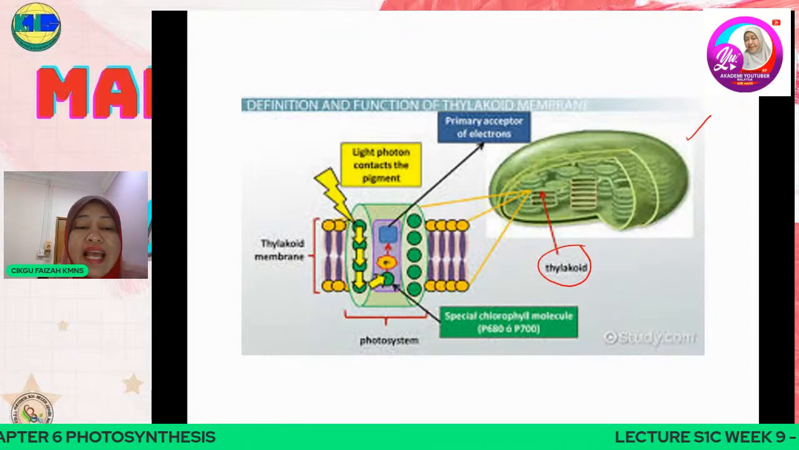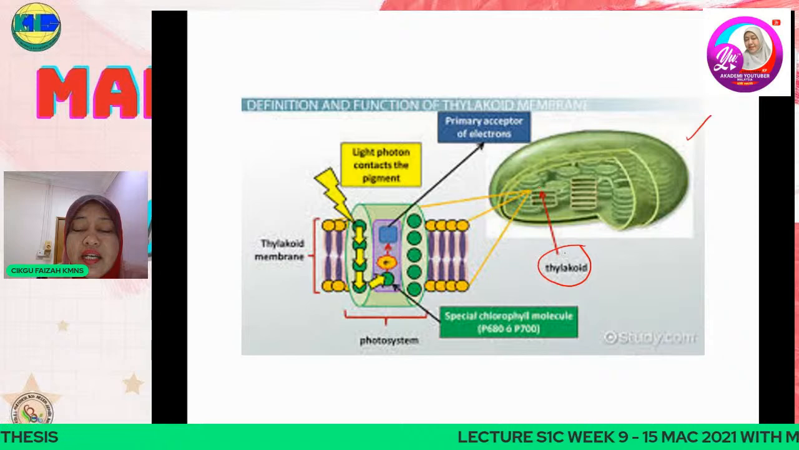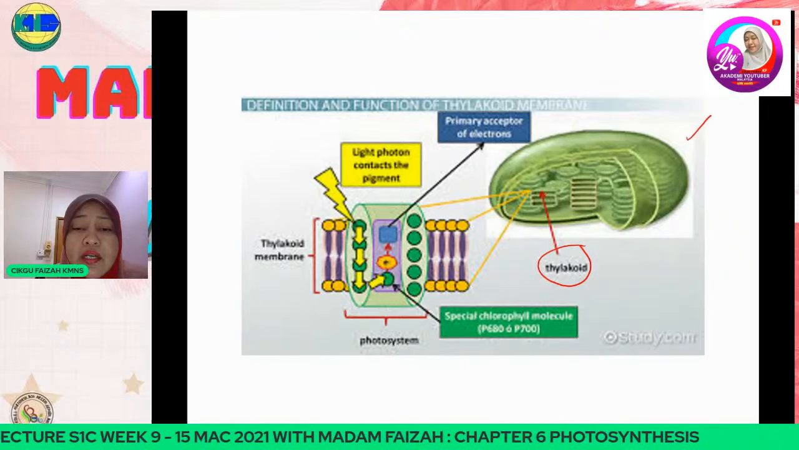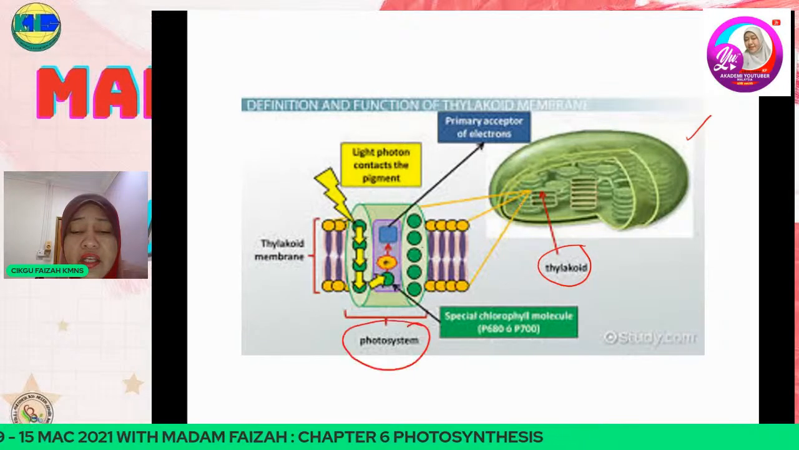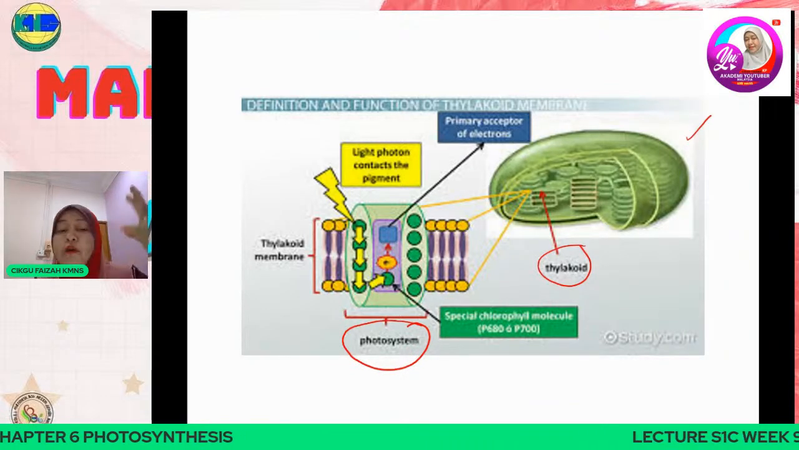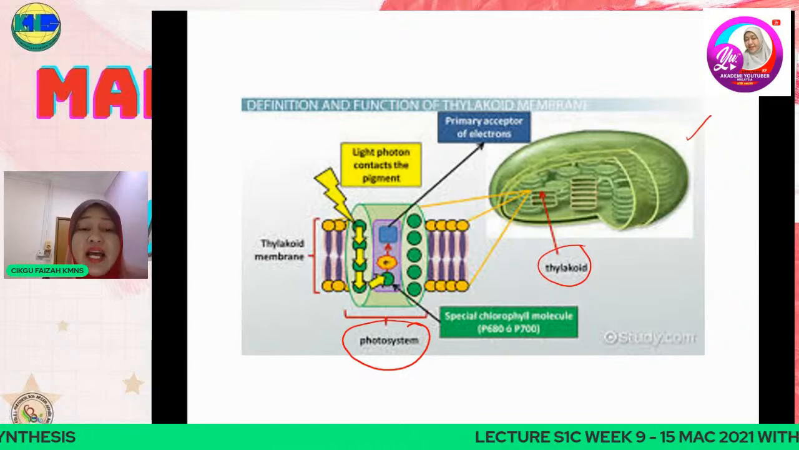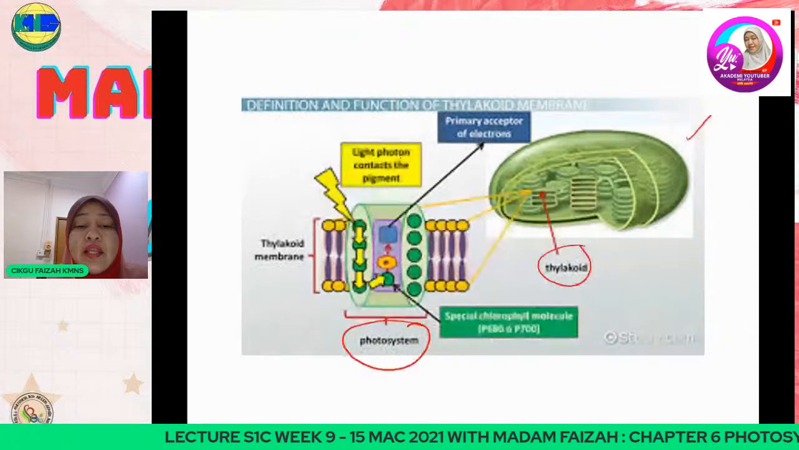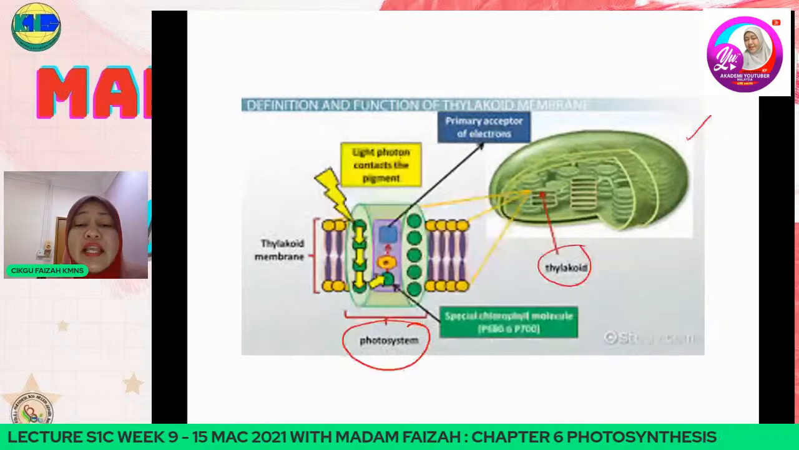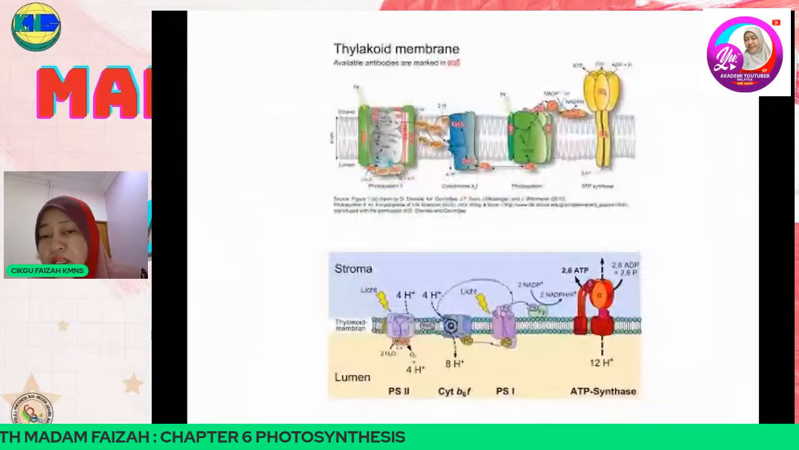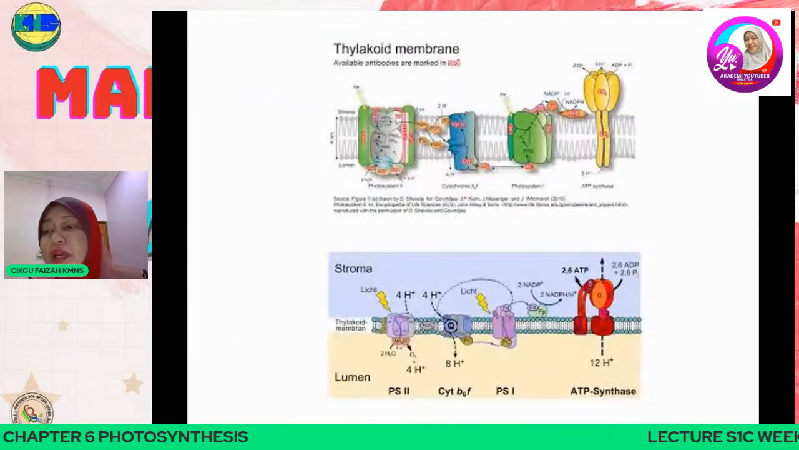Thylakoid is a structure on the grana, and the thylakoid is a membrane itself, class, where the light energy is absorbed from the sun. The light photon energy will be absorbed. Here, at the thylakoid, is where the chlorophyll pigment is found. You get me, class? Hopefully you can drop anything if you want to ask teacher.